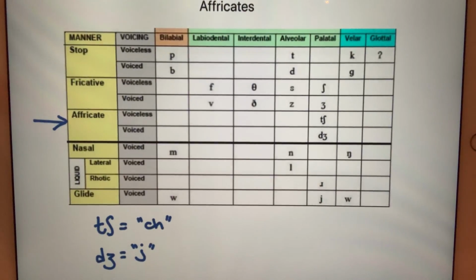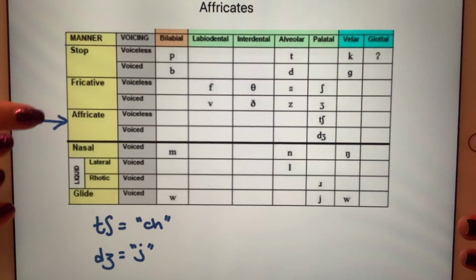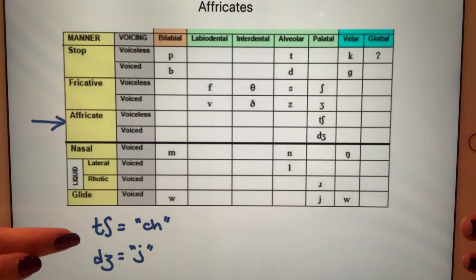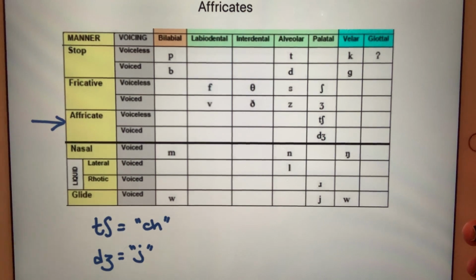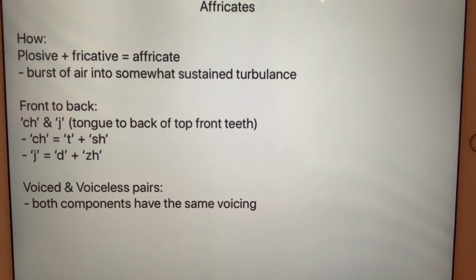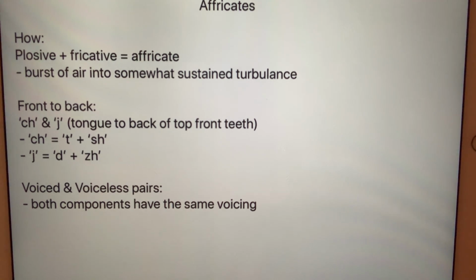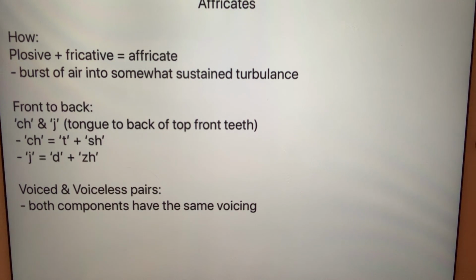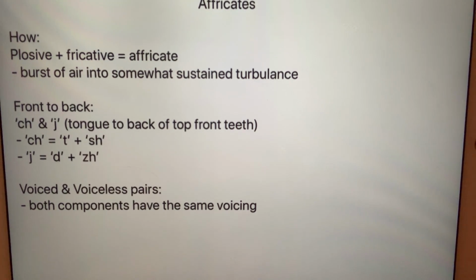Okay, so our next word class is affricates. Affricates are actually a fricative and a plosive stuck together. So that's right here, this word class, and there's really only two. This IPA symbol means ch, and this IPA symbol means j. All right, so moving forward, how do we make them? A plosive and a fricative stuck together becomes an affricate. So we have a burst of air that moves into a somewhat consistent turbulence. Okay, you can't hold an affricate forever, but you do still have that turbulent quality to the sound.